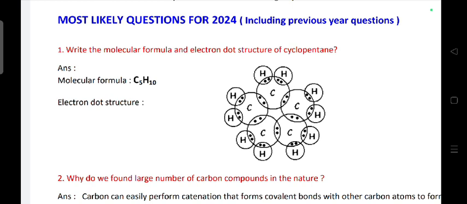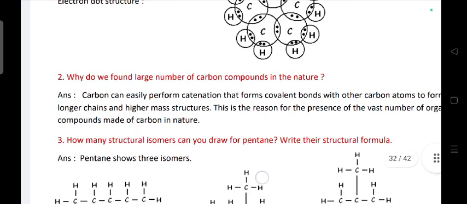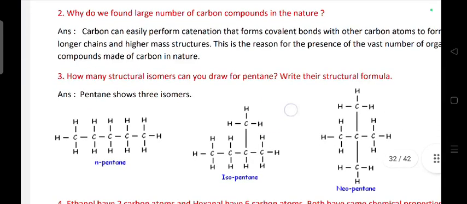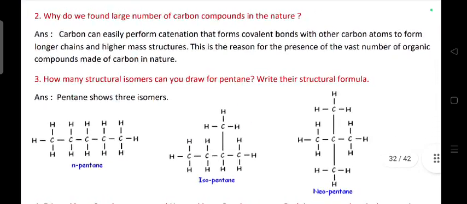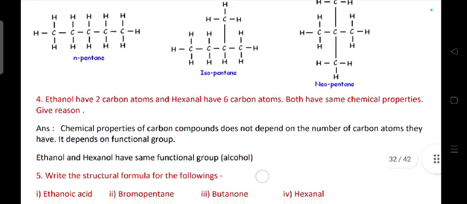So the first one will be: write the molecular formula and the electron dot structure of cyclopentane. So this is the molecular formula and electron dot structure. Why do we find a large number of carbon compounds in nature? So this is the answer. How many structural isomers can you draw for pentane? Write the structural formula. So this one, n-pentane, isopentane, then neopentane.